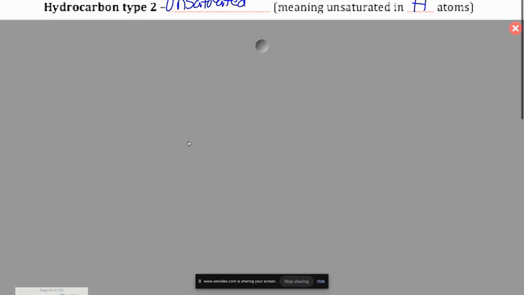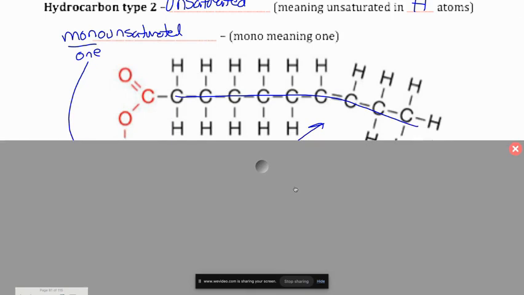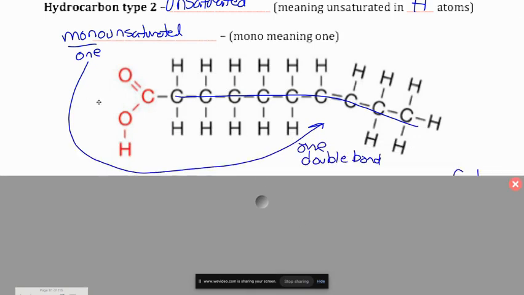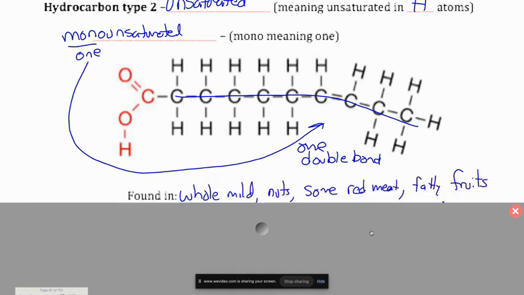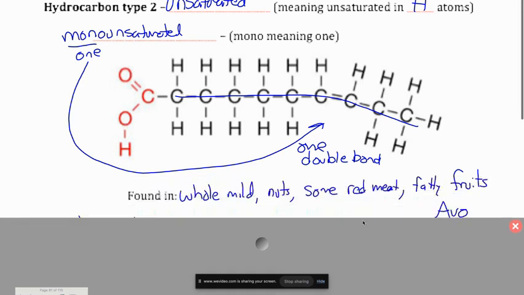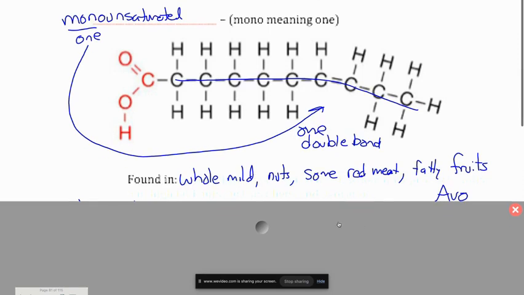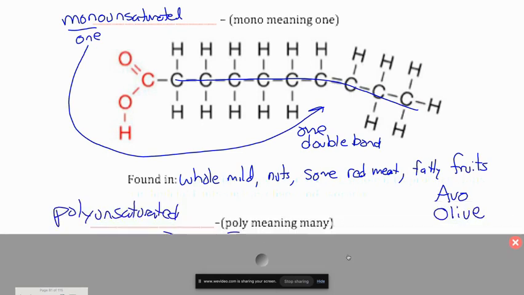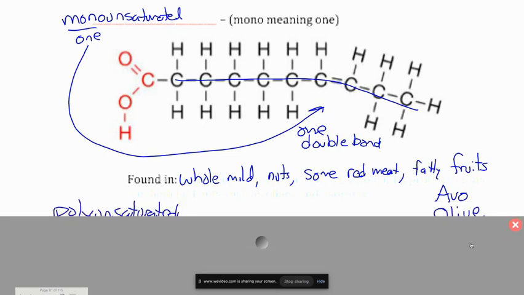The next type of hydrocarbons, type 2 here, are unsaturated, meaning they're missing hydrogens, and there are two types of those. The first type is called monounsaturated, meaning there's one double bond, mono meaning one, within that fatty acid chain. These are found in whole milk. That should be milk, not mild. Whole milk, nuts, some red meats, fatty acids, avocados, and olives are all high in monounsaturated fats.